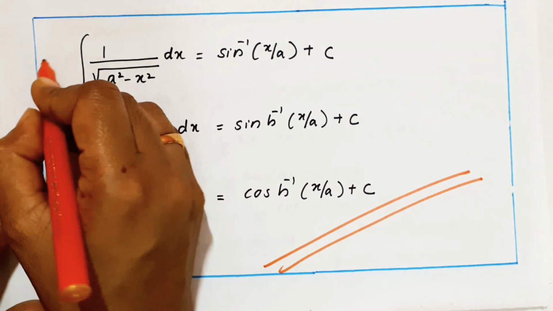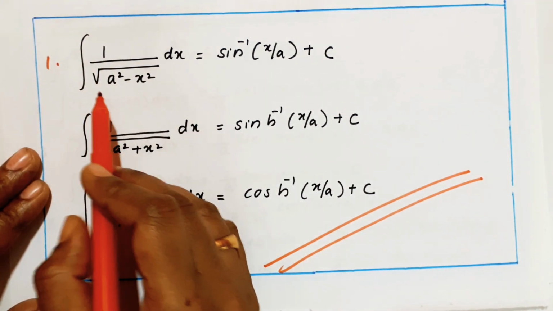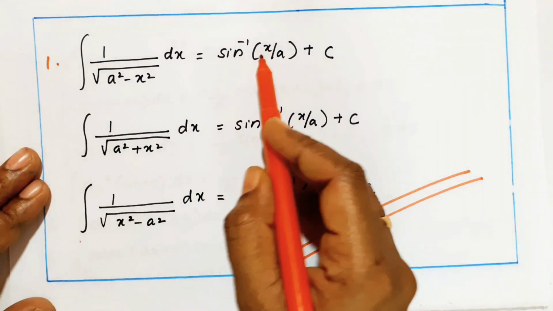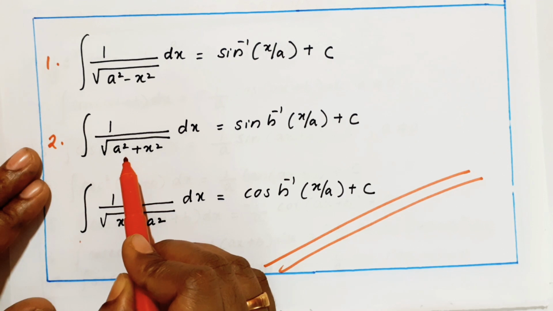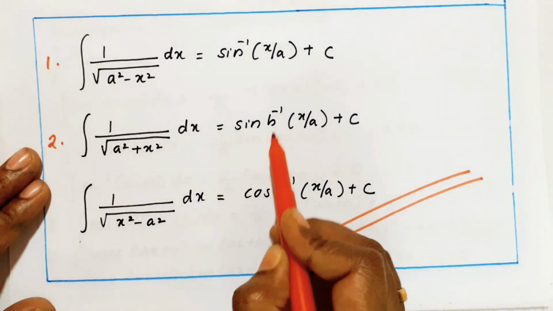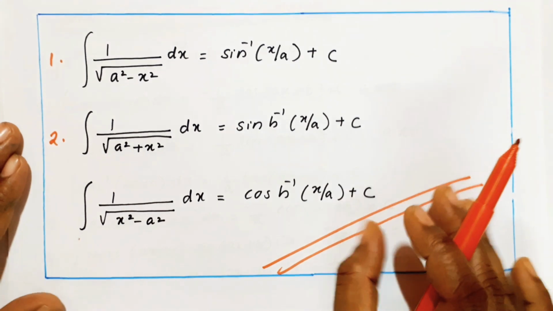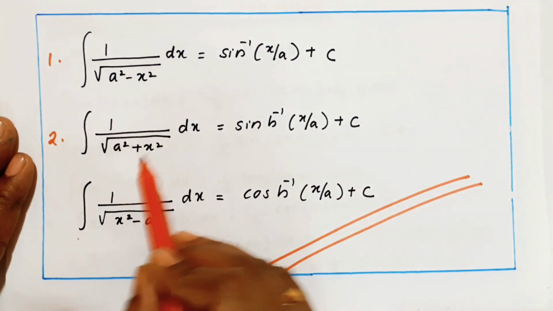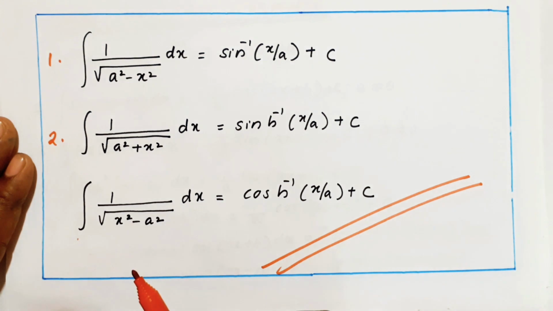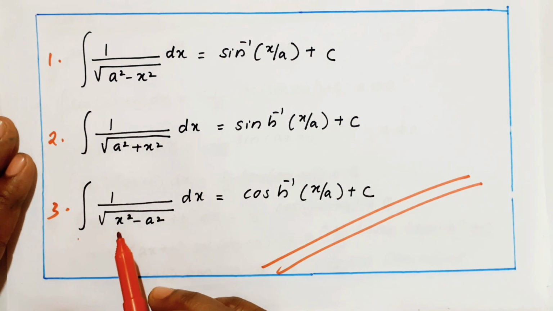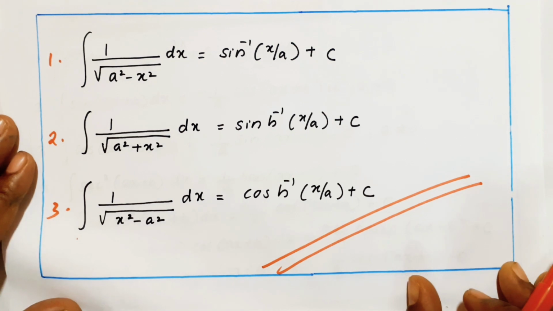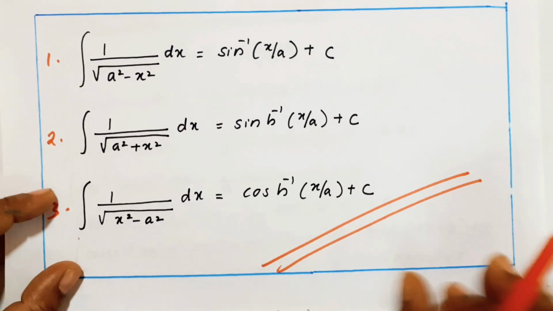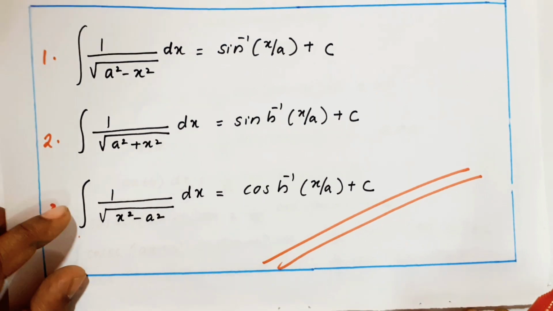So in general, I am concluding my 3 results now. The first result, the integral of 1 by root over a square minus x square dx as sine inverse x by a plus c. Second result, the integral of 1 by root over a square plus x square dx as sinh inverse x by a plus c. See the difference, here it is minus, here it is plus, so the hyperbolic inverse will come. Third one, the integral of 1 by root over x square minus a square dx as cosh inverse x by a plus c. These are the 3 main results I need to discuss today.